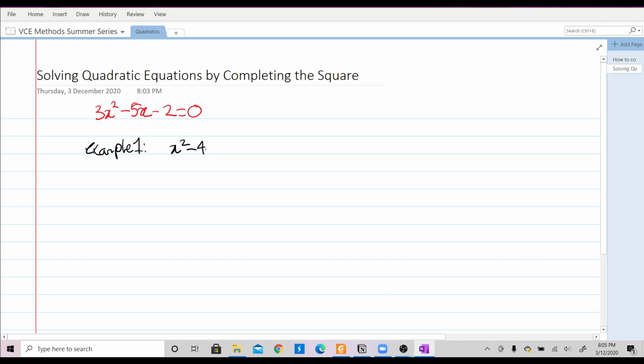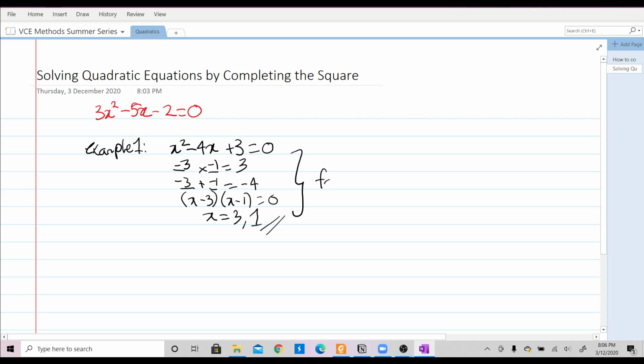x squared minus 4x plus 3 equals 0. Now we already know how to solve this using normal factorization. This would be two numbers that multiply to get 3 and add to get negative 4. So that would be negative 3 and negative 1. So it'll be (x minus 3)(x minus 1) equals 0, x equals 3 and 1. So that's how we solve it using factorization.